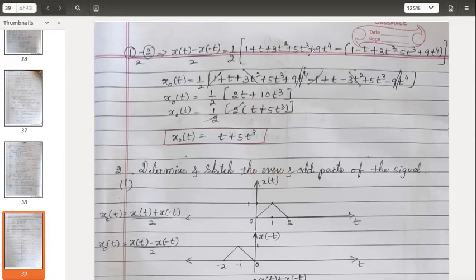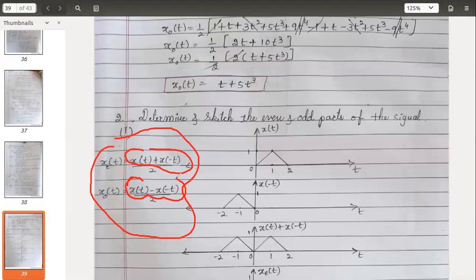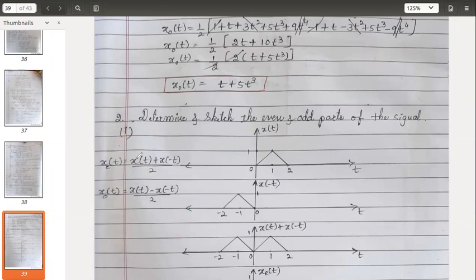I'll just brief you what to do. We know that even and odd parts are given by these 2 equations: half of x of t plus x of minus t, and half of x of t minus x of minus t. If you do this, you will get even and odd. Just now I have told you the procedure also.